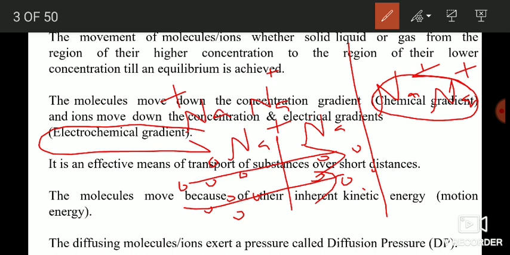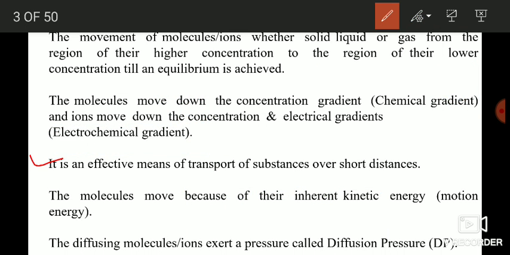The ions here have a tendency to move in this direction because of two things. One is that the concentration of sodium positive ions is more here and less here, and second is that here you have more positive charge, here you have less positive charge. So you can say that the movement of sodium positive ions is driven by both concentration as well as electrical gradients.